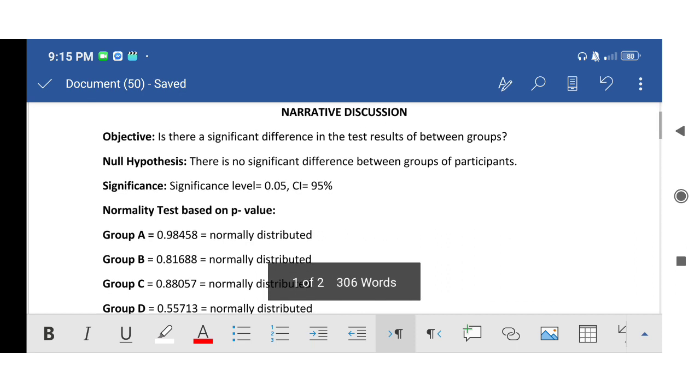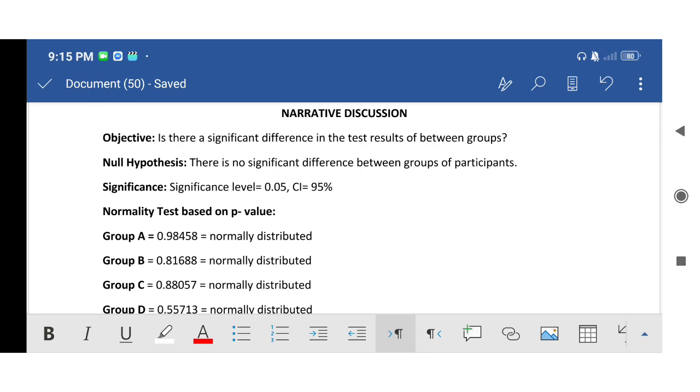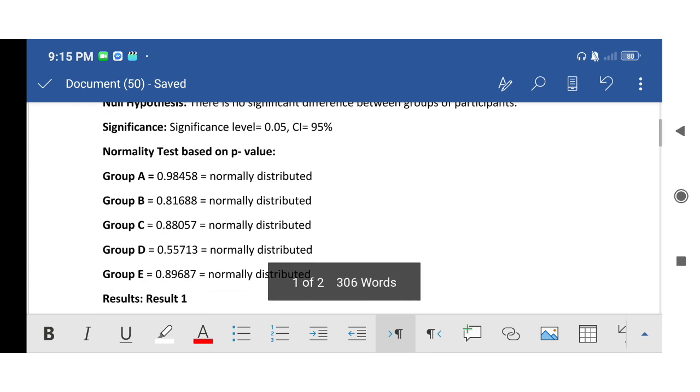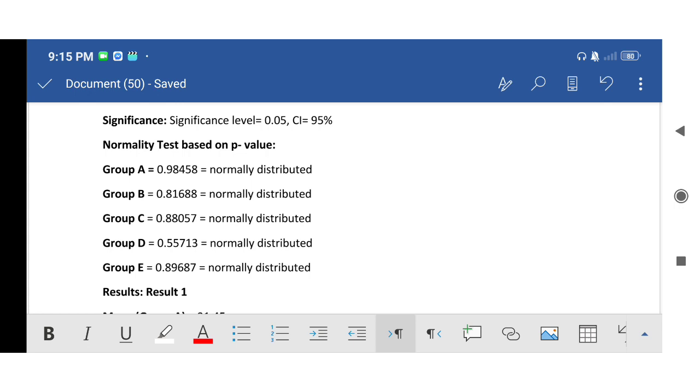Objective: is there a significant difference in the test results between groups? Null hypothesis: there is no significant difference between groups of participants. Significance or parameters: significance level is set to 0.05 and CI is 95%. Normality test based on p-value.